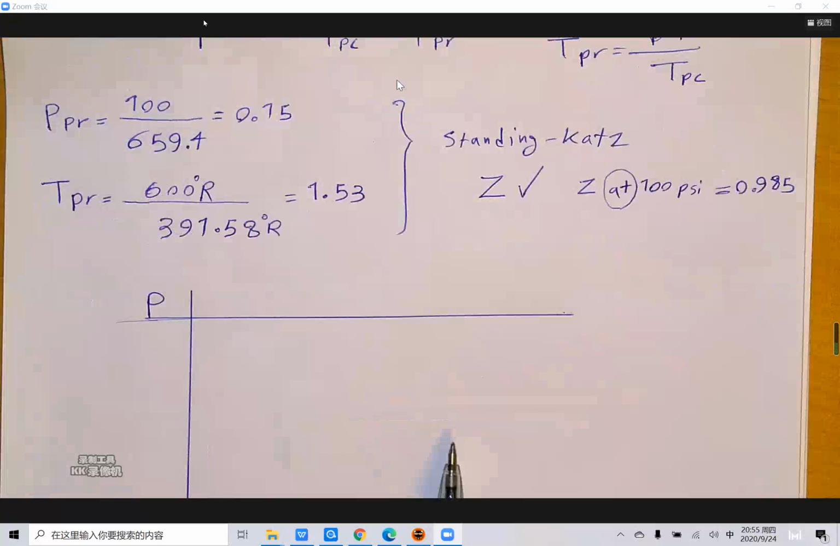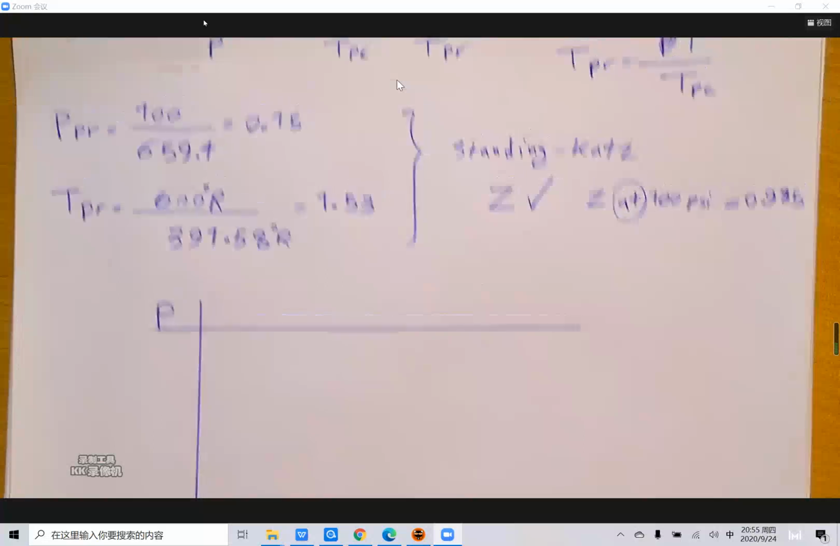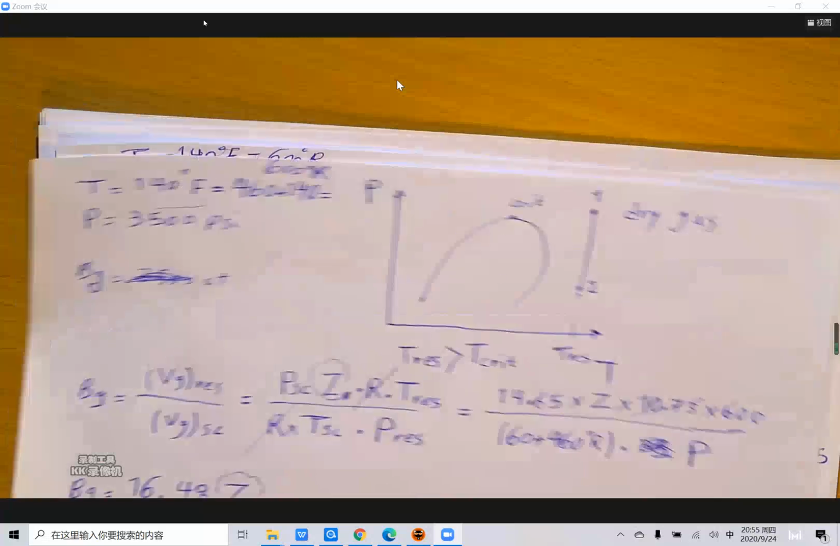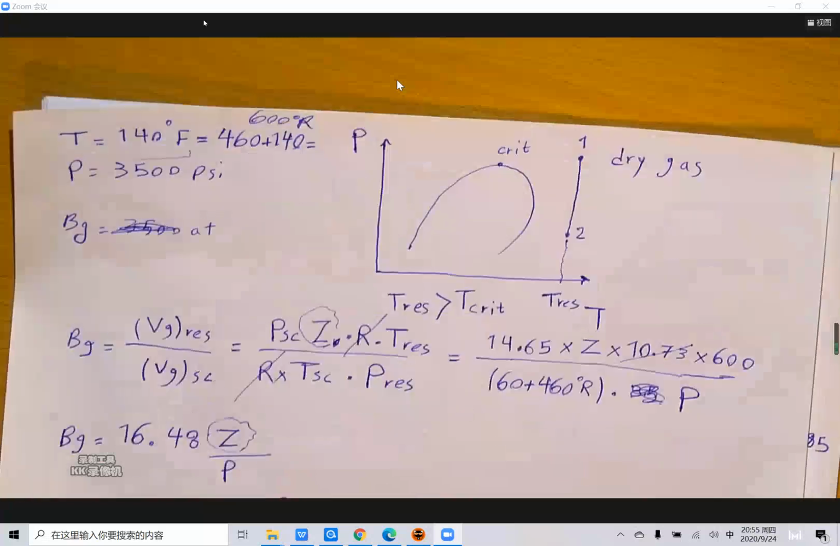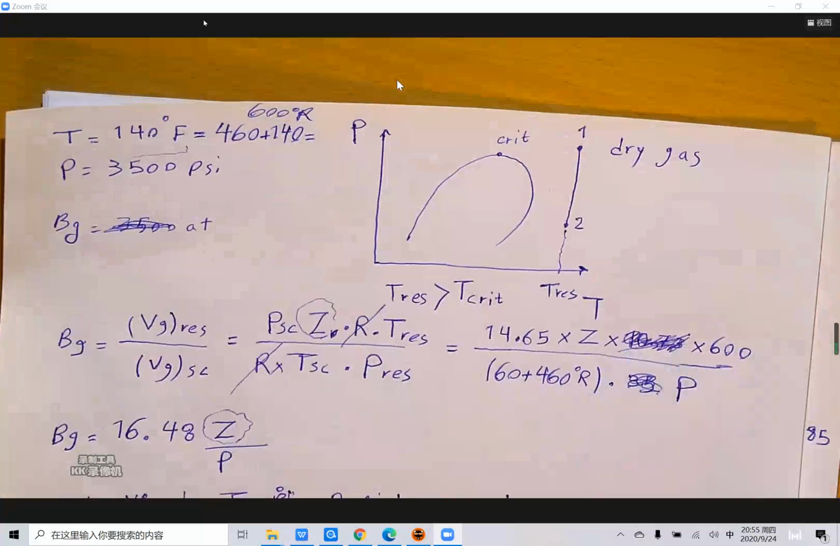Can you show again, sorry to be a pain with this, can you show again quickly the initial formula that you used for BG, your first paper sheet? Yeah, that one. Okay. I just wanted to. Okay. All right.